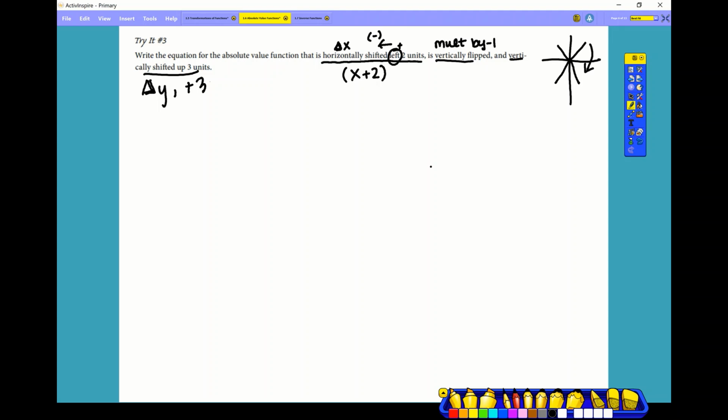So we will have something that looks like negative f of x plus 2, plus 3. So it's going to be negative absolute value of x plus 2, plus 3. And that's what we have.